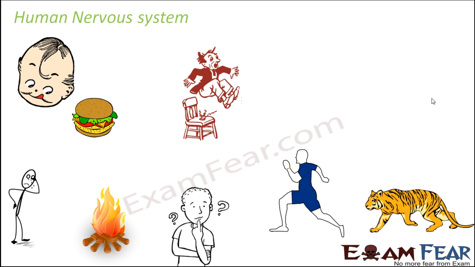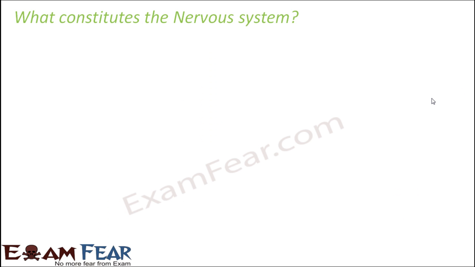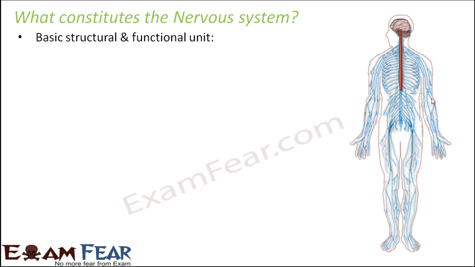Here we are going to see first what are the constituents of the nervous system, what forms the nervous system, and then we will see how it works. So what constitutes the nervous system? The basic structural and functional unit of the nervous system is the neuron, or a nerve cell. Neuron is the name given to a nerve cell. It is the basic building block. It is the structural unit, that is, many neurons together form all the different parts of the nervous system. Also it is the functional unit, because each neuron performs the job of the nervous system.